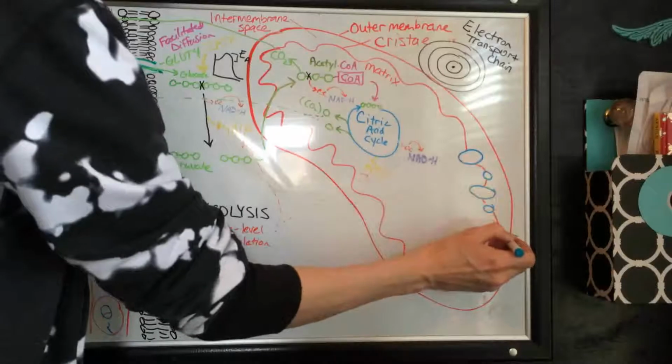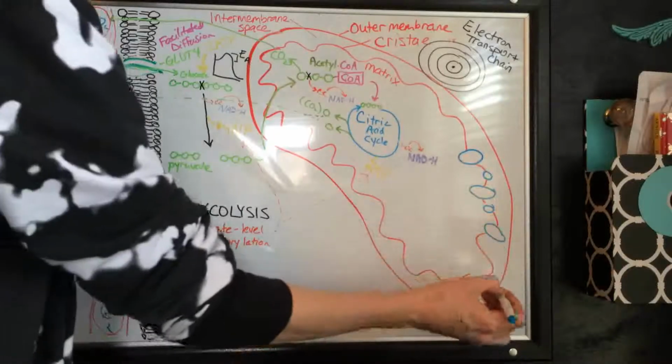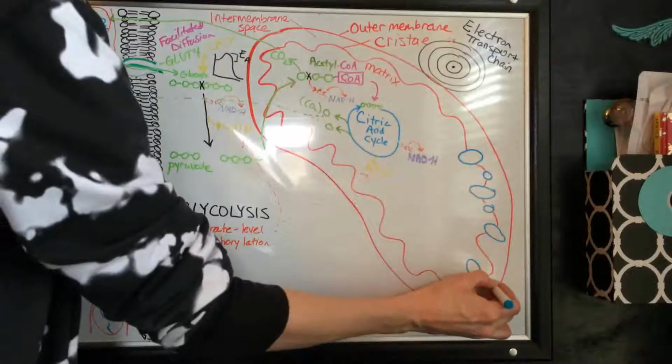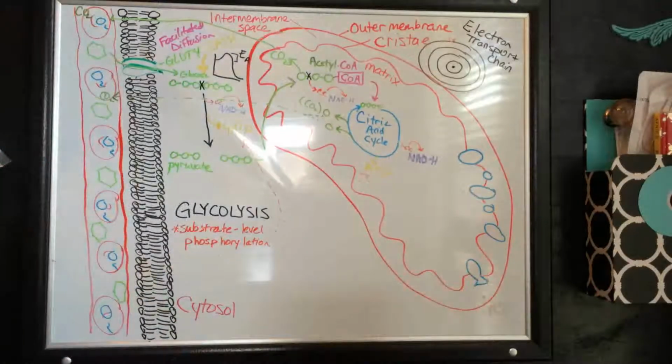Now I don't care that you know how many proteins there are, it's not important. But there is a very important one down here which we'll talk about. It kind of looks like a fish. It's actually so much cooler than a fish. And this is our electron transport chain.